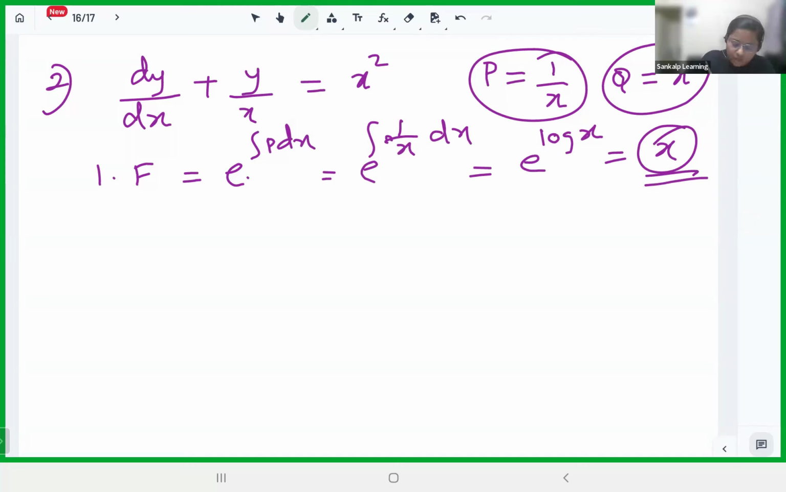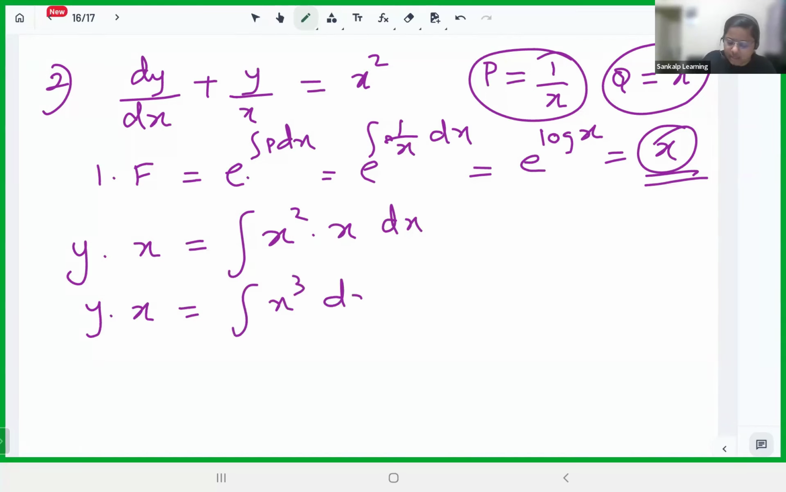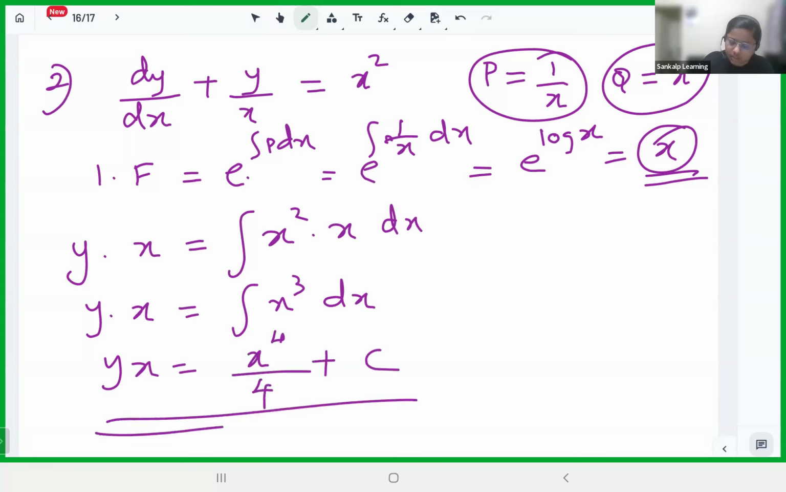So y into integrating factor x is equal to integral q, which is x square, into integrating factor x, dx. So this is y into x is equal to integral x cube dx. What is integral x cube? It is x raised to 4 by 4 plus c. So what is the solution? Yx equal to x raised to 4 by 4 plus c.